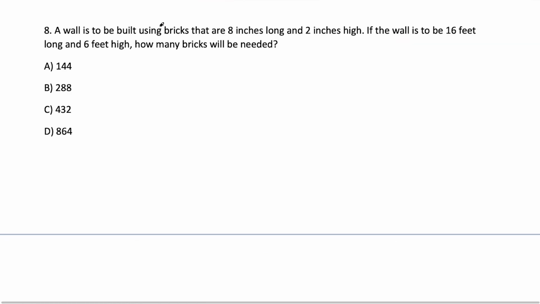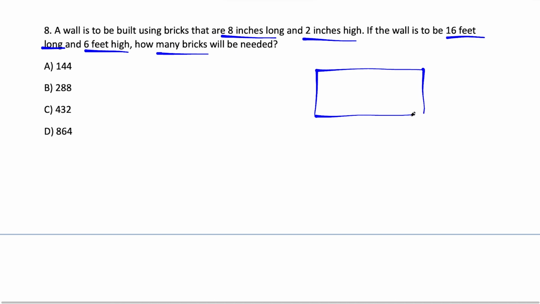Question 8, we have a wall is to be built using bricks that are 8 inches long and 2 inches high. And then we have if the wall is to be 16 feet long and 6 feet high, how many bricks will be needed? So for this question, let's just imagine the wall over here. So we have this wall, and the wall is 16 feet long by 6 feet high. And then we have each brick is 8 inches long. So the bricks over here are 8 inches long and they are 2 inches high. And we want to know, once again, how many bricks do we need to build this wall?